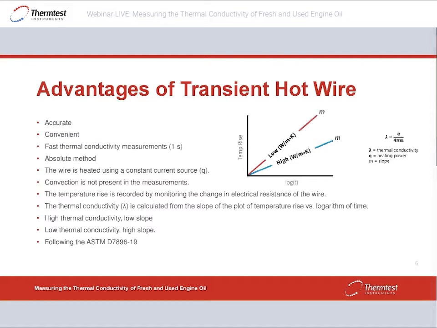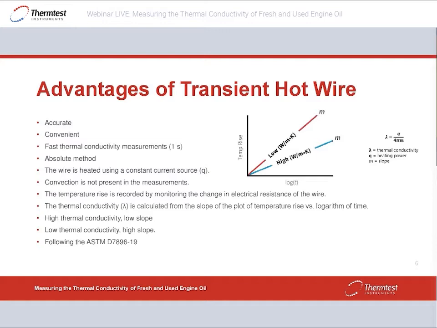So what are the advantages of the transient hot wire? It's an accurate technique, it's very convenient, it's very fast, only 1 second, which means that there is no convection present, but even if it is present, the user can detect it directly. It's an absolute technique, and in the case of the 2-wire sensor, there is no need for calibration. But in the case of the single wire sensor, as in our THW, there is a need for only 1 point calibration.